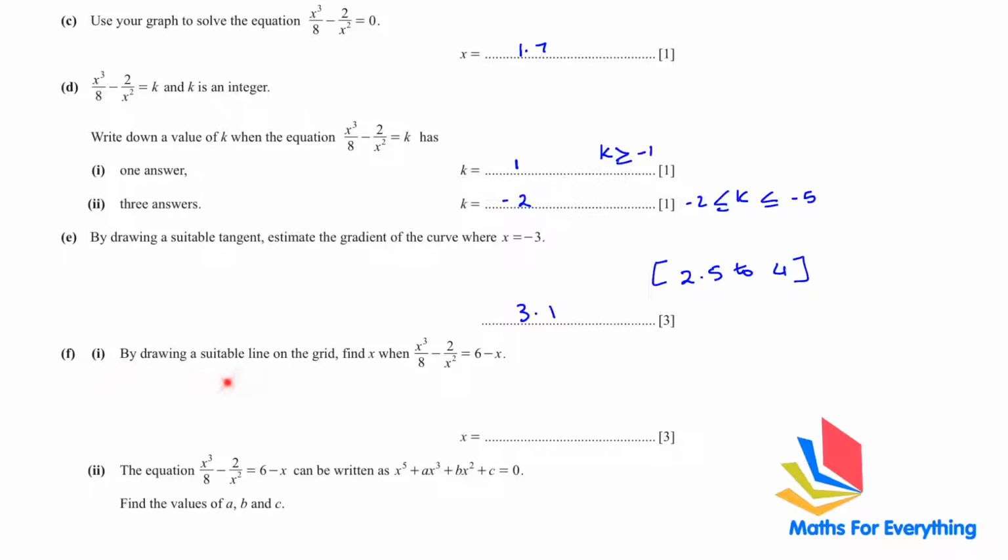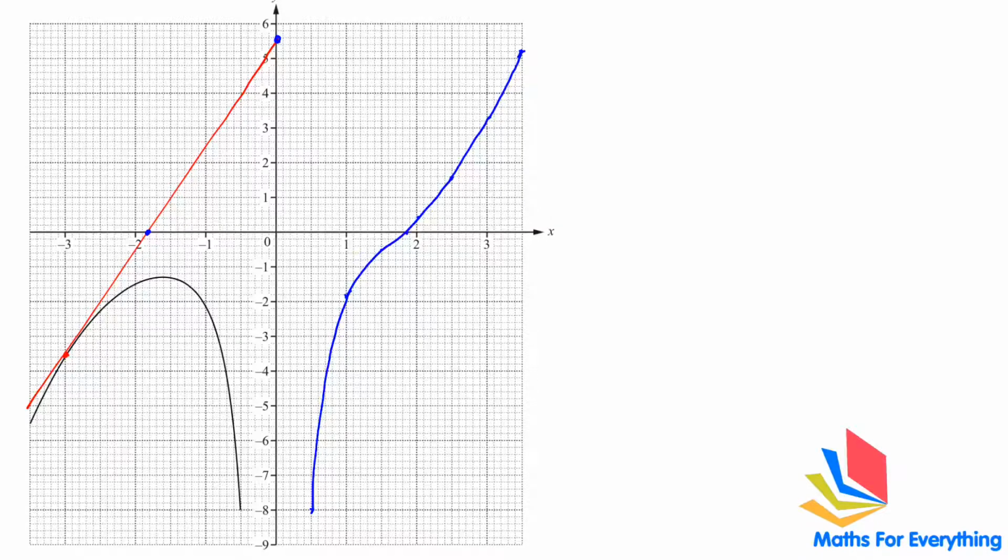Next, by drawing a suitable line on the grid, find x when x cubed over 8 minus 2 over x squared, that is our first equation that we have already plotted, is equal to 6 minus x. 6 minus x is the new line that we have to draw. So we have y is equal to 6 minus x. The first thing you should try, and this is the easiest way, if this works, then you don't need to find any other point. In place of x, put 0. So when x is 0, you will get y is 6. That's your first point, 0 and 6.